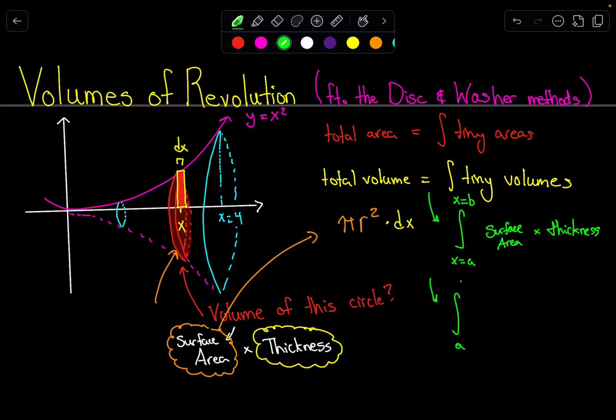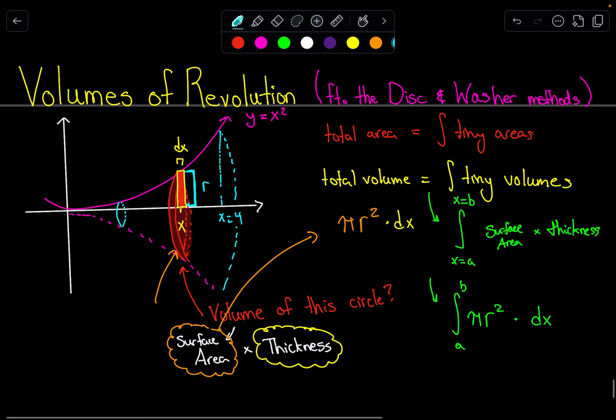So from A to B, we already know the surface area for the circle is pi r squared. The thickness is dx. And we're off to the races. We're almost done. The only thing we need to figure out is, I'm integrating with respect to x. I don't have an x here, I have an r. But thankfully, if I were to ask you what is the radius of this circle, and I'll erase this one to not confuse you all, what is this radius?